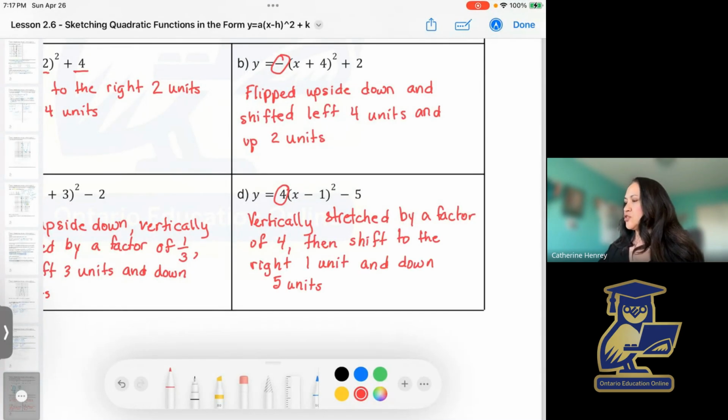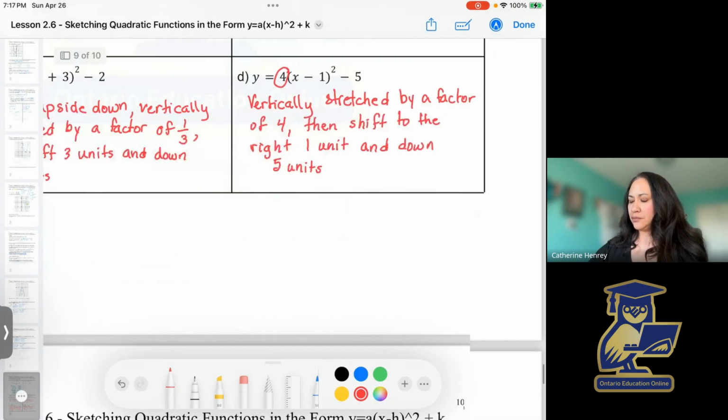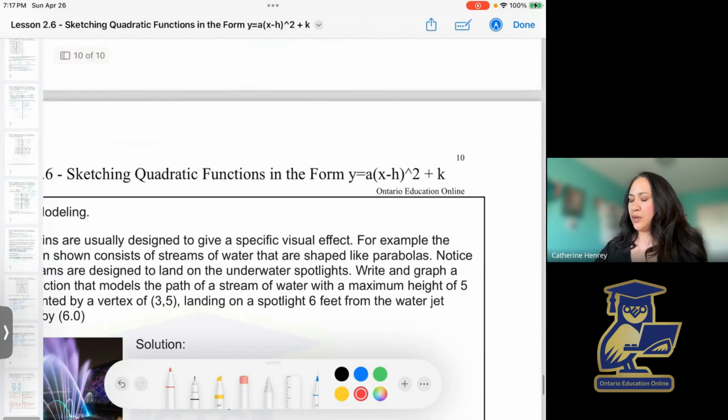Good. So hopefully you're starting to get a hang of the H values and their shift horizontally, and the K values and how they shift the graph up and down. And don't forget about that A value, the coefficient in front will tell you whether it's a parabola that's flipped upside down or whether it's vertically compressed or vertically stretched.